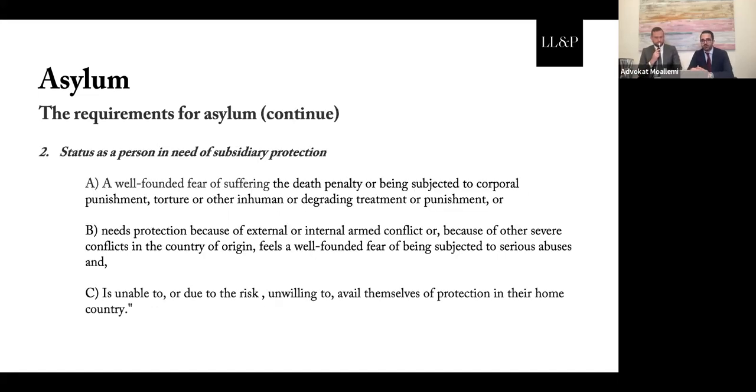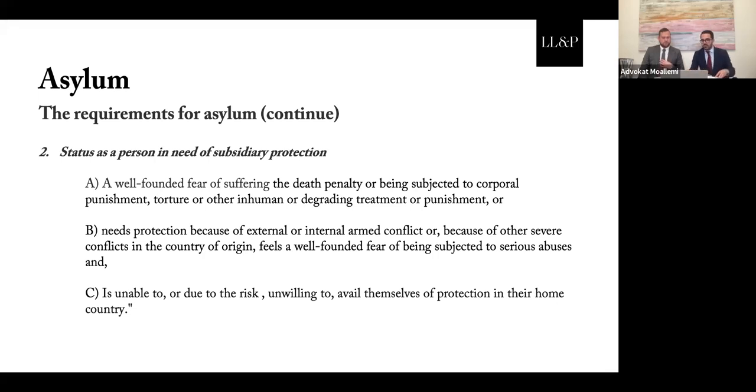Then we have the status of a person in need of subsidiary protection. The requirements are that you have a well-founded fear of suffering the death penalty or being subjected to corporal punishment, torture, or other inhuman or degrading treatment or punishment, or that you need protection because of external or internal armed conflict, or because of other severe conflicts in the country of origin, or you have a well-founded fear of being subjected to serious abuses. Same thing here, you are unable or unwilling due to the risk to avail yourself of protection in your home country.